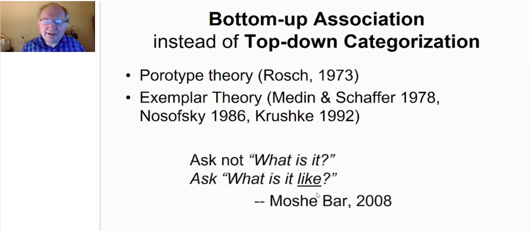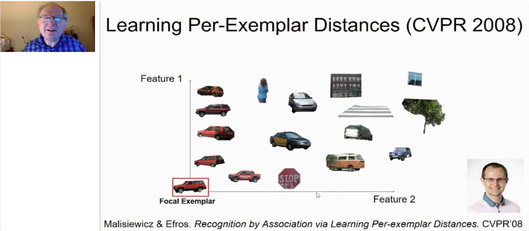I like what neuroscientist Moshe Bar says about this. He says, ask not what is it, ask what is it like. So this idea of connections, of associations, I think is very, very key here. And so we were very taken with this, and early on we really tried to operationalize that in computer vision.